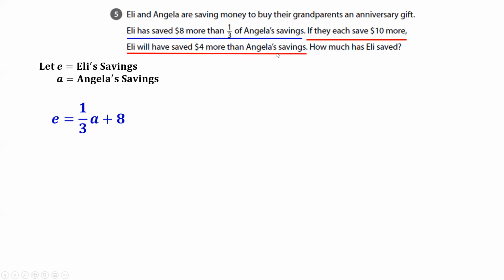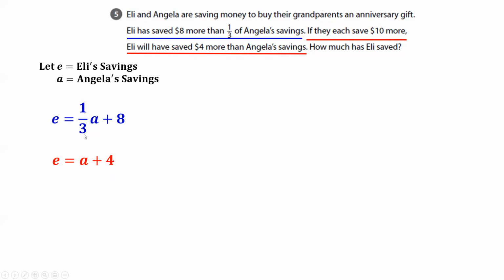Now let's look at the sentence in red. If they each save $10 more, Eli will have saved $4 more than Angela's savings. So no matter how much money they added 10 more to it, we now know that Eli's money will be 4 more than Angela's money. It doesn't matter how much money they have. We always know that Eli's will be 4 more than Angela's. So when I say 4 more, that just means add 4. When I said 8 more, that means add 8.